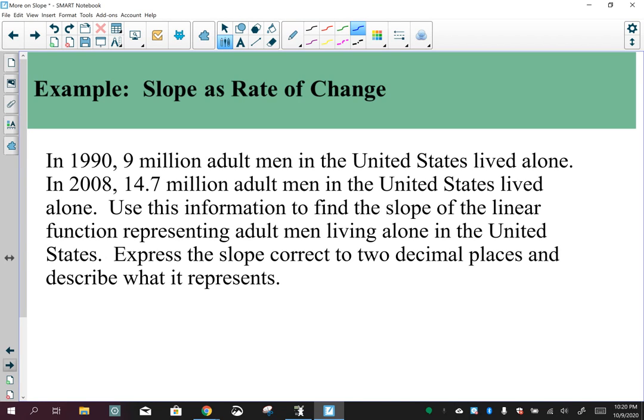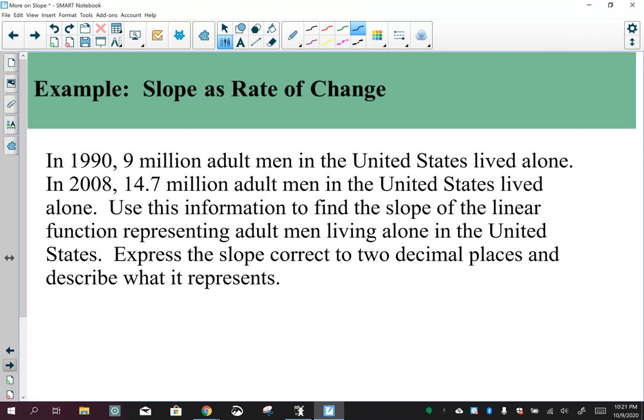So in this example, we're going to look at how slope can be interpreted as a rate of change. Just remember, when calculating slope in applied problems, keep track of the units in the numerator and the denominator. So you've got to look at both the numerator and the denominator.